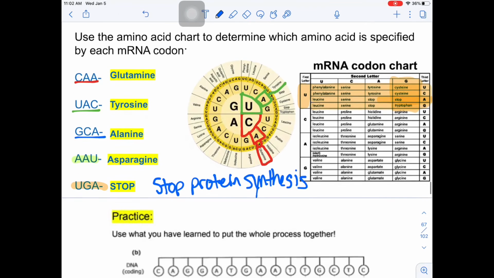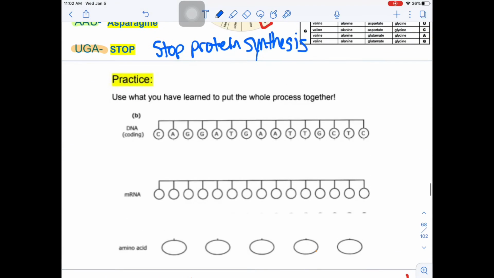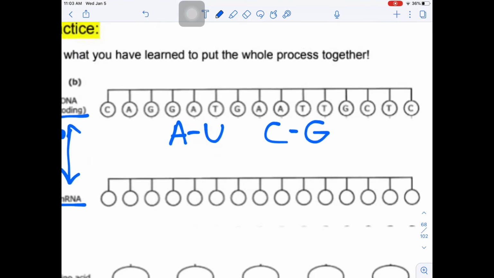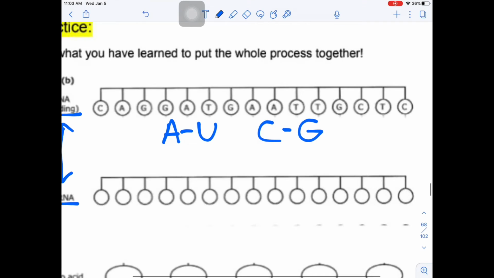So let's put this whole process together now as we review the 2 steps that we've learned this week. So the first step is to go from DNA to RNA, and that is the process of transcription. So we have our base pair rules of apples under the tree, cars in the garage to help us transcribe this DNA and turn it into RNA. So pause the video, try it on your own, and then come back and press play and see if you got the right answer.